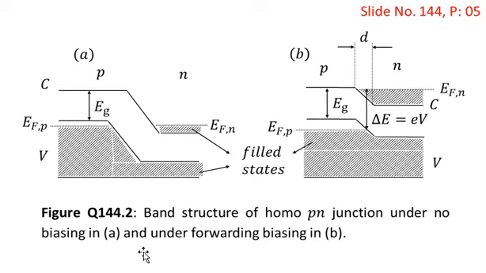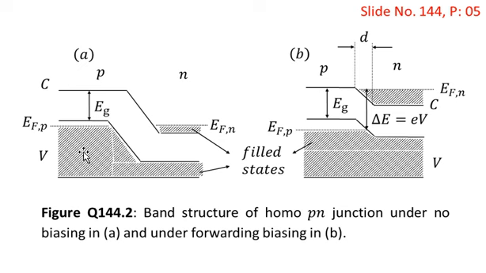So this is part A of figure 2. Let me go through the figure caption first: band structure of a homo p-n junction under no biasing in A and under forward biasing in B. In part A, no biasing is shown. The inclined region is the junction region, which is sandwiched between the p-type material and the n-type material grown from the same semiconductor.